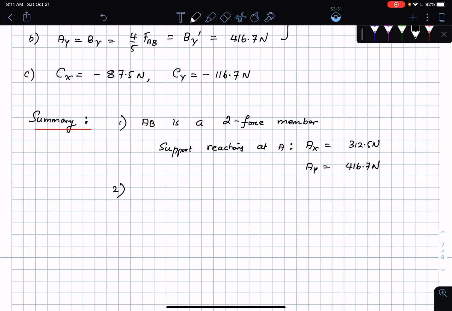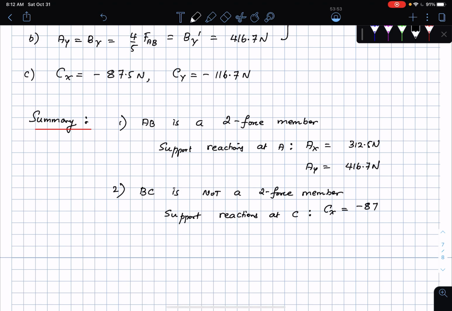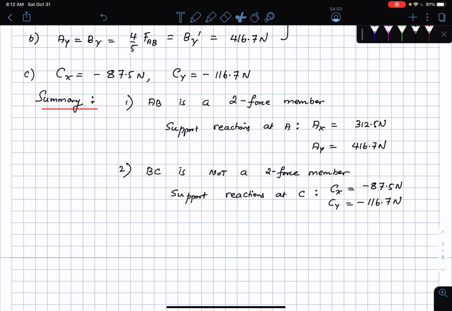Then the second thing is BC is not a two-force member, and we had support reactions at C. These were CX, which was minus 87.5 newtons, and CY, which was 116.7 newtons. And let me just scoot this up a little bit, all of these put together, so that I have some space to complete everything down here.